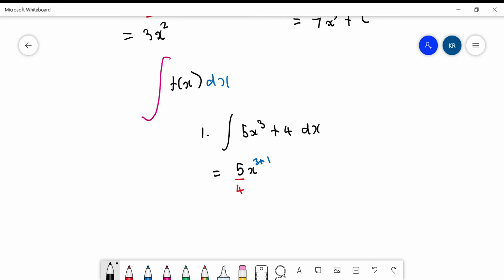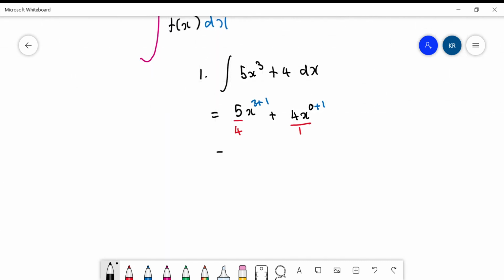It's plus 4 times x to the power of 0. So we add 1 to the power, and then we divide the coefficient by the new power, which is 1, and in the end, this is our answer.